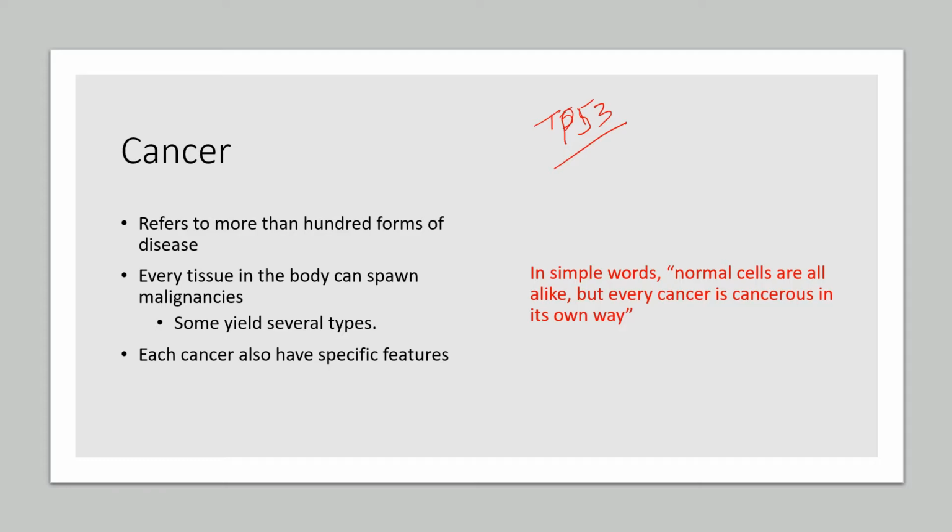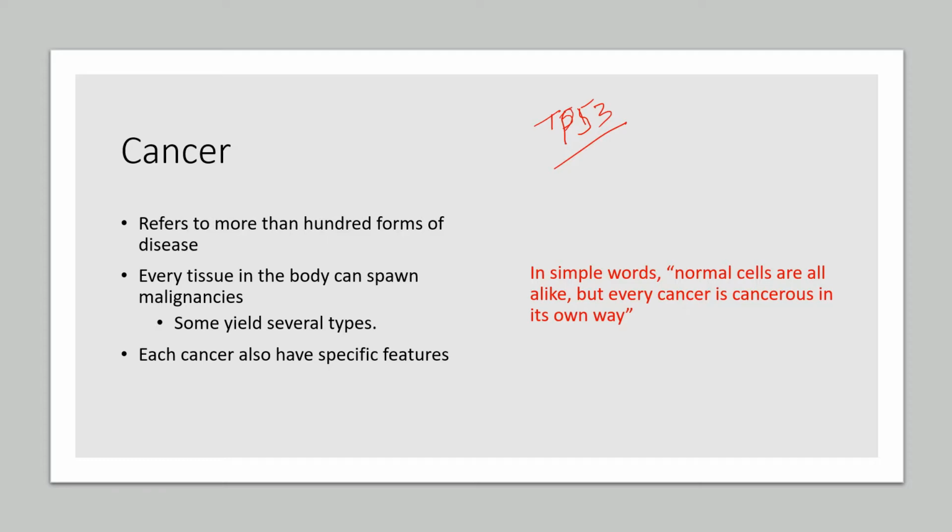First of all, here you can see that cancer refers to more than 100 forms of disease. What does that mean? Every tissue of the body, every cell, has different types of tumors. If you name a tissue, that tissue may have a certain type of cancer. So when we talk about cancer, it can be of any organ or any tissue.